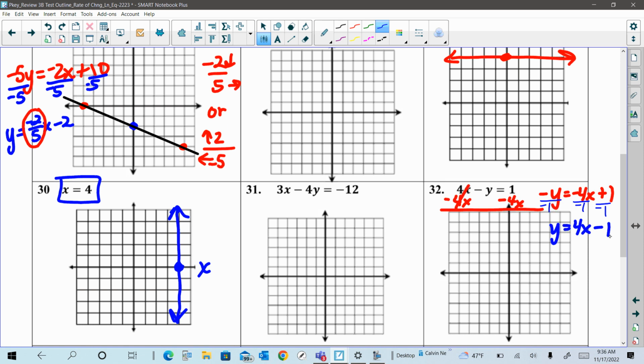Questions on that? So where do we start to graph this? So you would do -1, and then you go up 4 to the right 1. All right. You see we're going to run out of room here. And to the left 1? So then I can go down 4, 1, 2, 3, 4, and to the left 1. There we go. Yep. Very good.